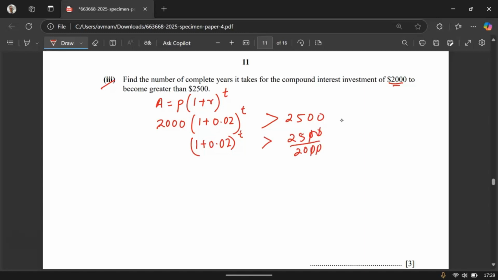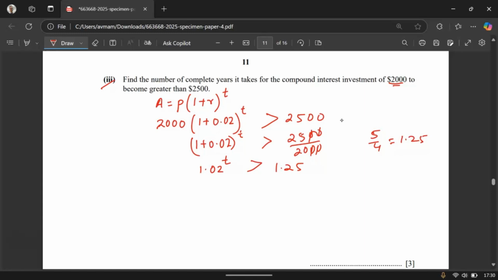This simplifies to 5/4, which is 1.25. So here we have 1.02 to the power of t greater than 1.25, because 25 divided by 20 is 5/4, which simplifies to 1.25 as a decimal.